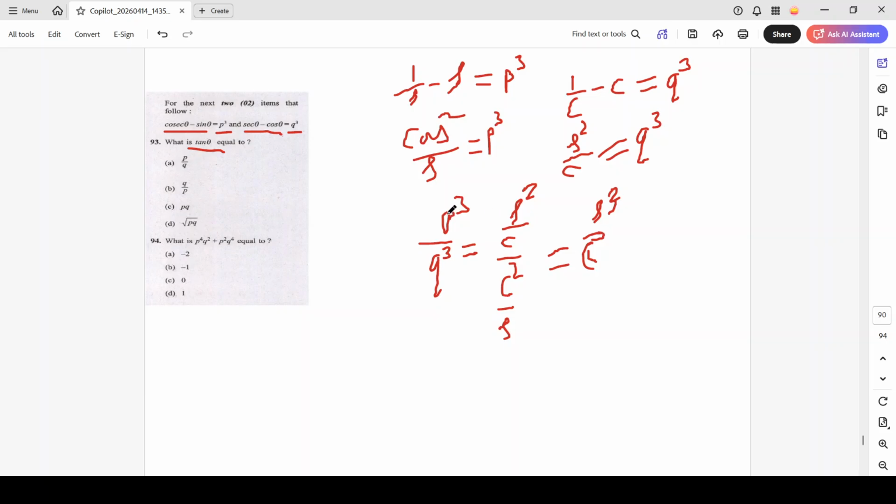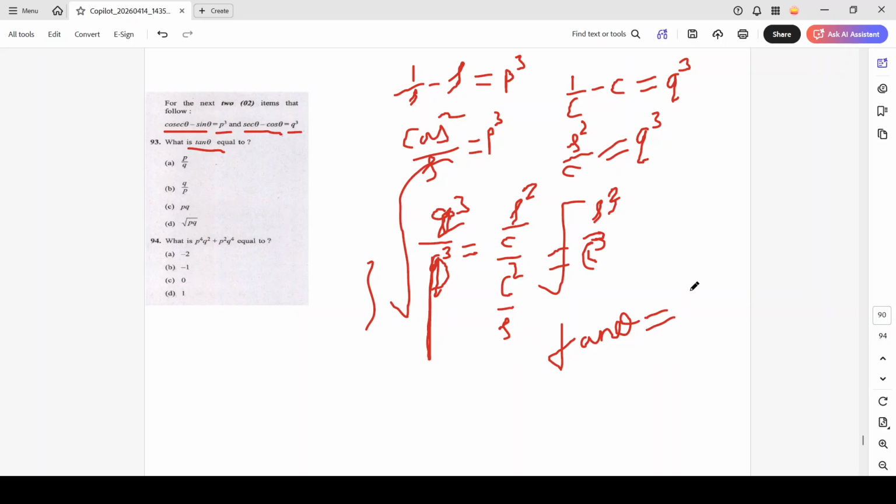Sorry, this is q cube, and this is p cube. Then what is this? s cube upon c cube. If I just take the cube root of this and of this, then what do I get? Sin theta upon cos theta is equal to tan theta. Tan theta is equal to q upon p. That means answer number 2, B. Now move on to the next option.